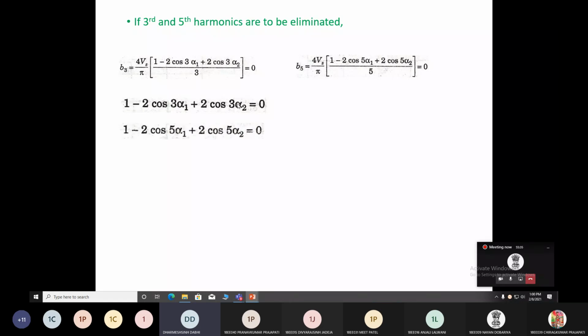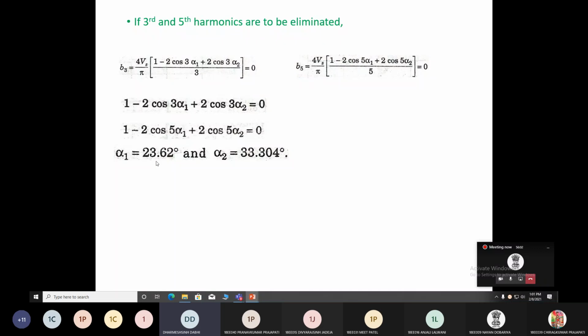If you simplify these two equations and derive the values of alpha 1 and alpha 2, you get alpha 1 is 23.62 and alpha 2 is 33.30. It means for these values of alpha 1 and alpha 2, your B3 and B5 components become 0. B3 and B5 components 0, it means what? Your third and fifth harmonic components in your output voltage become 0.